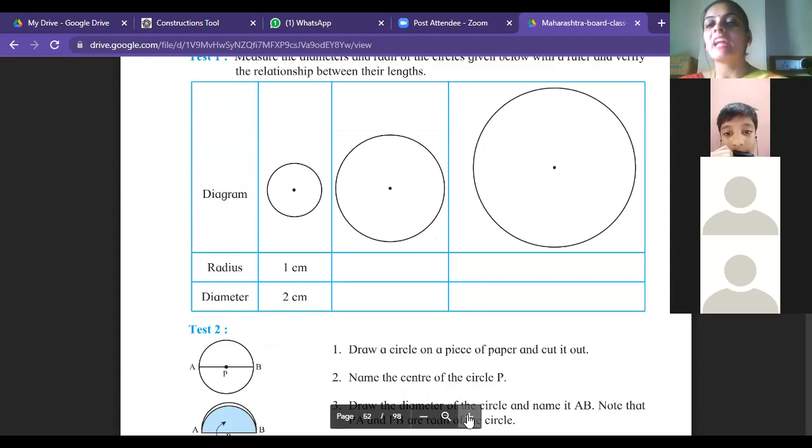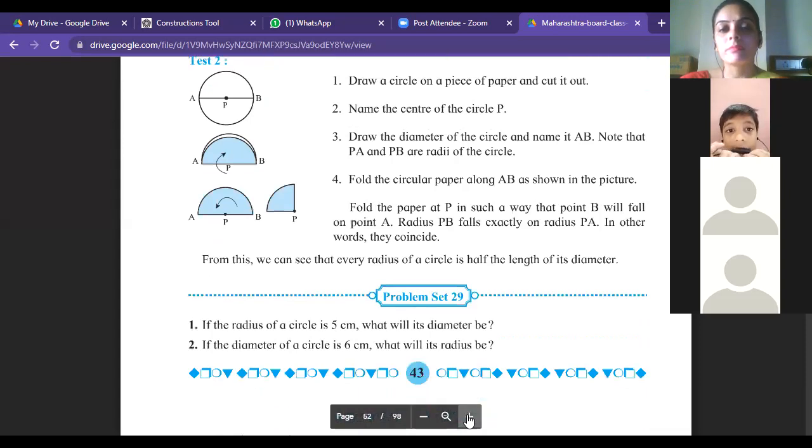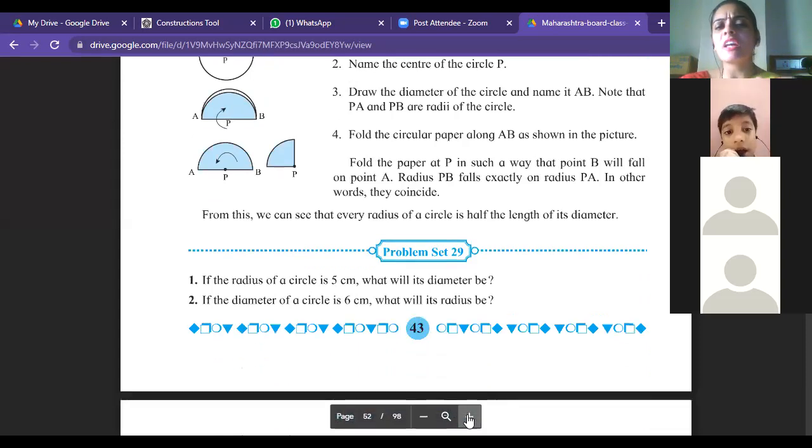अभी यहाँ पे second one में, if the radius is 4, what is the diameter? Teacher, 8. Yes. If the diameter is 10, what will be the radius? The radius is 5. Very good, Ali. Excellent, dear. Now, if the radius of a circle is 5 centimeter, then what will be the diameter?